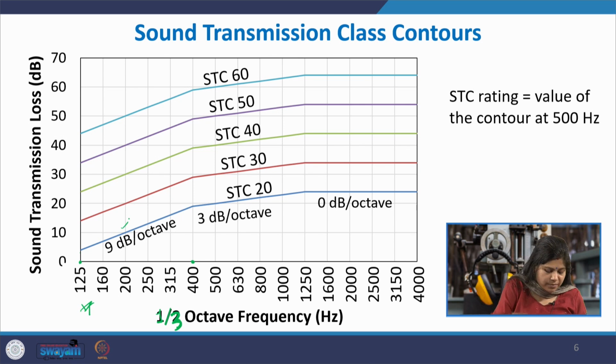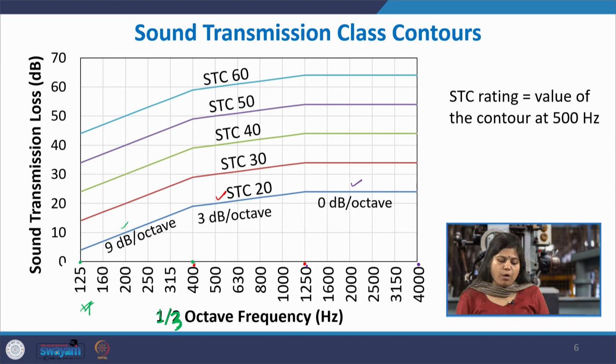And then from 400 Hertz till 1250 Hertz, the curve again follows a straight line with a slope of 3 decibels per octave, and then from 1250 to 4000 Hertz, the curve becomes a flat line, the slope becomes 0 decibels per octave. So, all the curves have the same shape: one steep line of 9 dB per octave, followed by 3 dB per octave, and then a flat line in the 3 frequency regions.